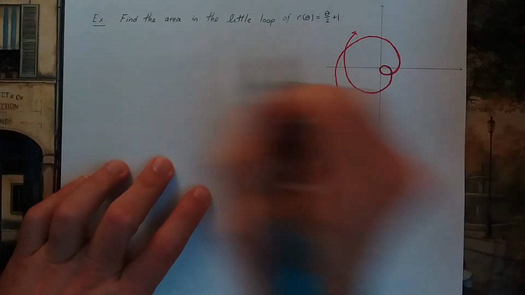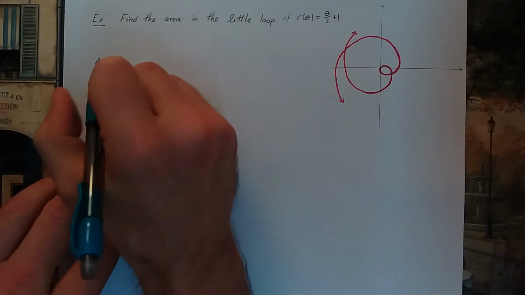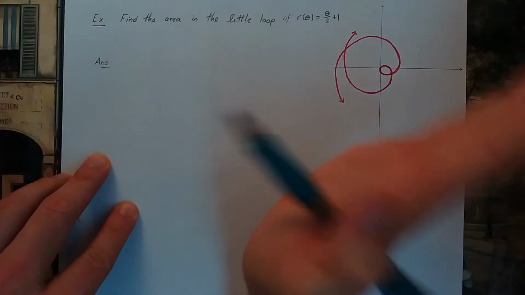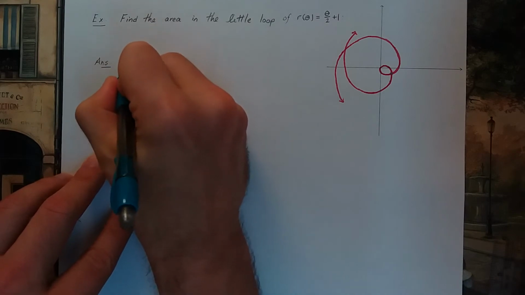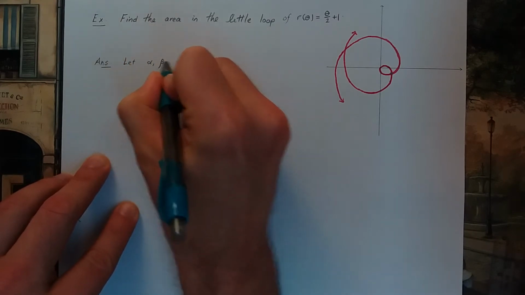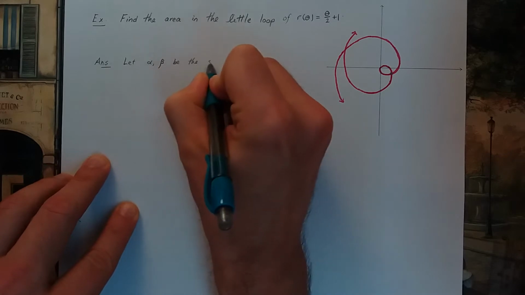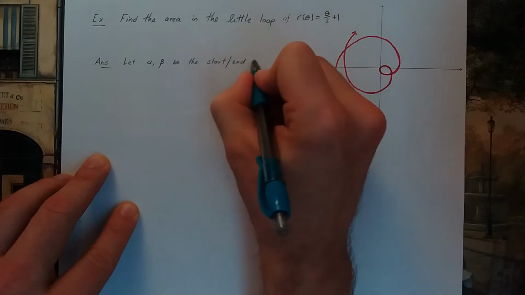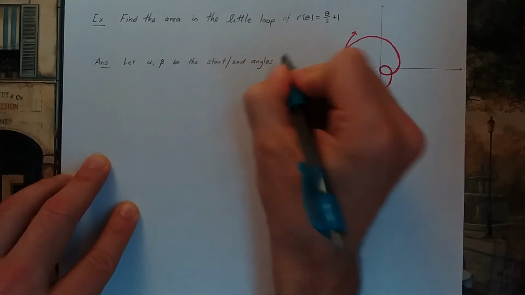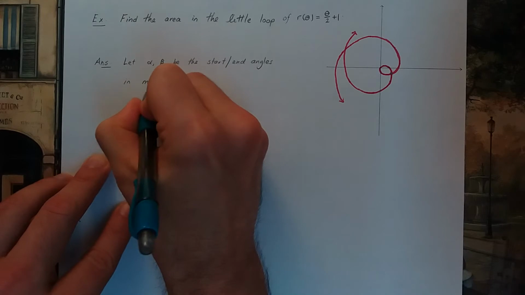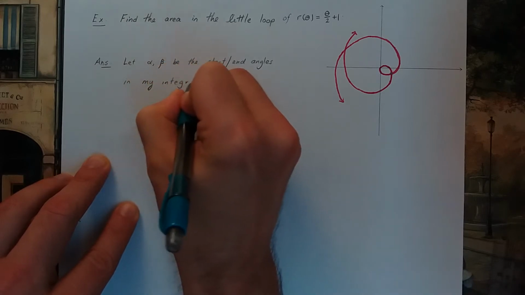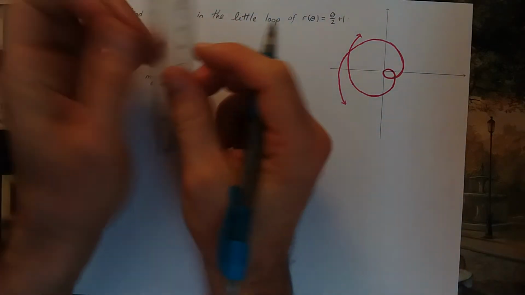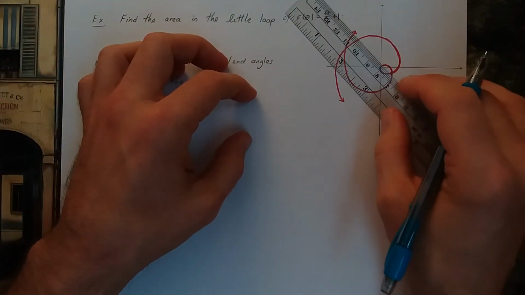So the key to finding any area in polar is to find the angle that you start integrating at and the angle that you stop integrating at. So let alpha and beta be the start and end angles in my integral. So in the picture, here's what alpha and beta could be.